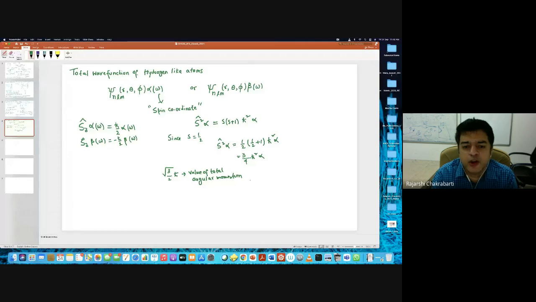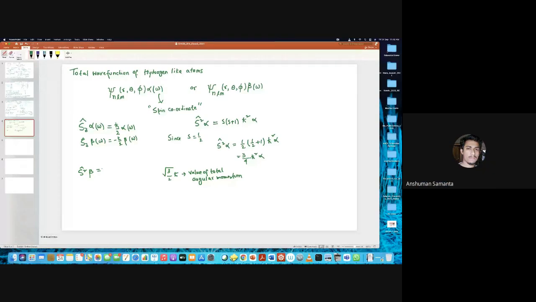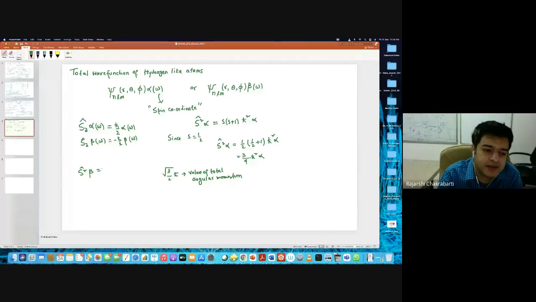Now if S square operates on beta, what should be the answer? Not Anish, somebody else should tell me. S square operates on beta. What will the answer be? It's the same eigenvalue. I think it should be the same. Yeah, it doesn't matter. It will be the same.